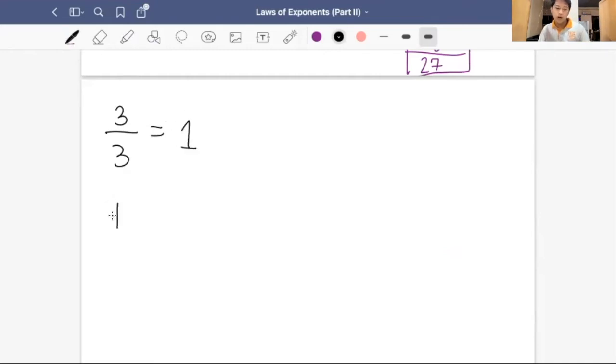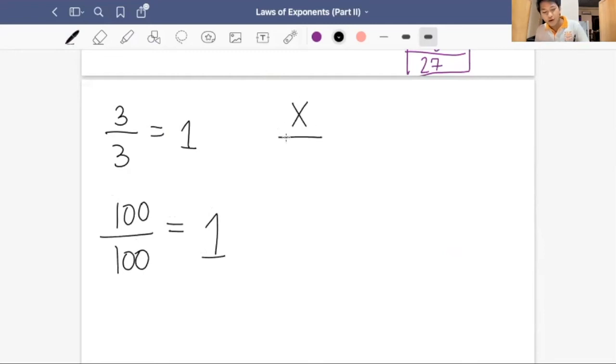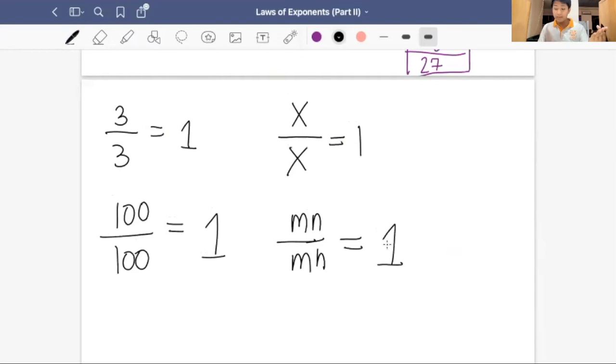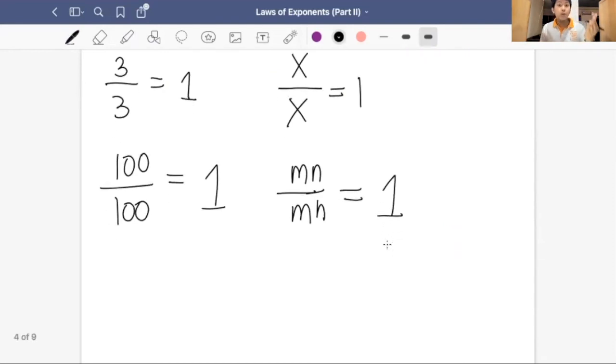We have 100 over 100. This is just equal to 1. That's right. If we have x over x, this is still equal to 1. If we have m over m, mn over mn, that is just equal to 1, right? So if we have here, we are going to apply the quotient rule.